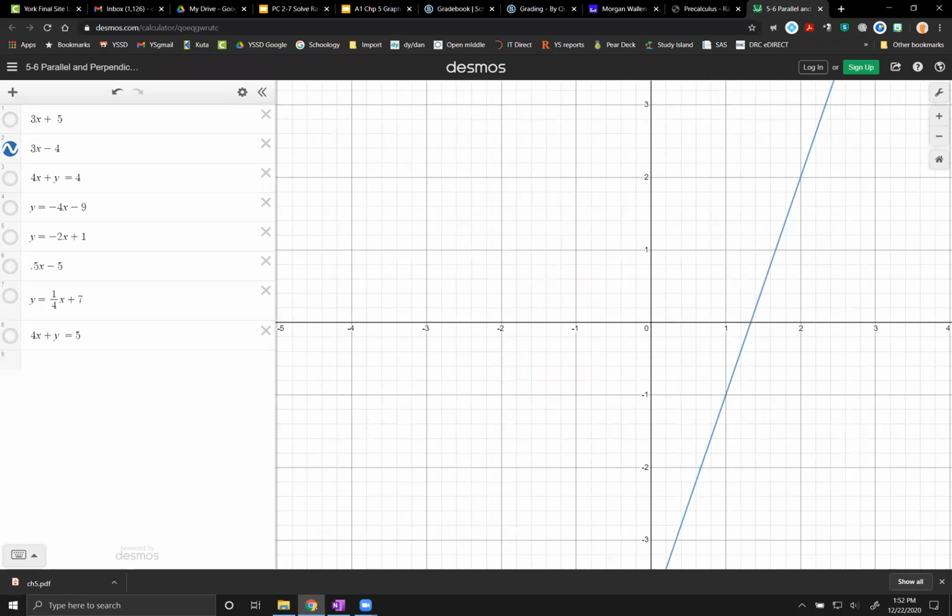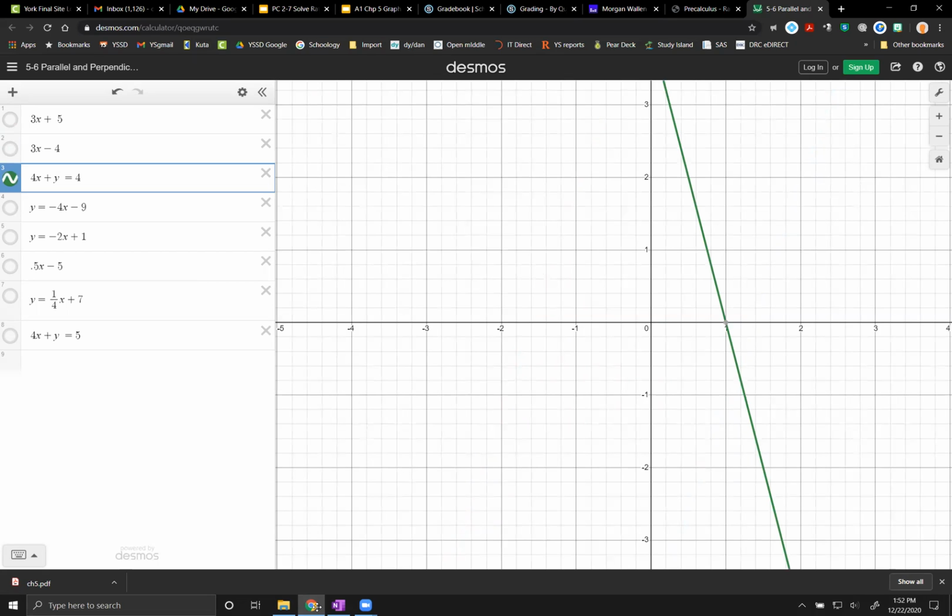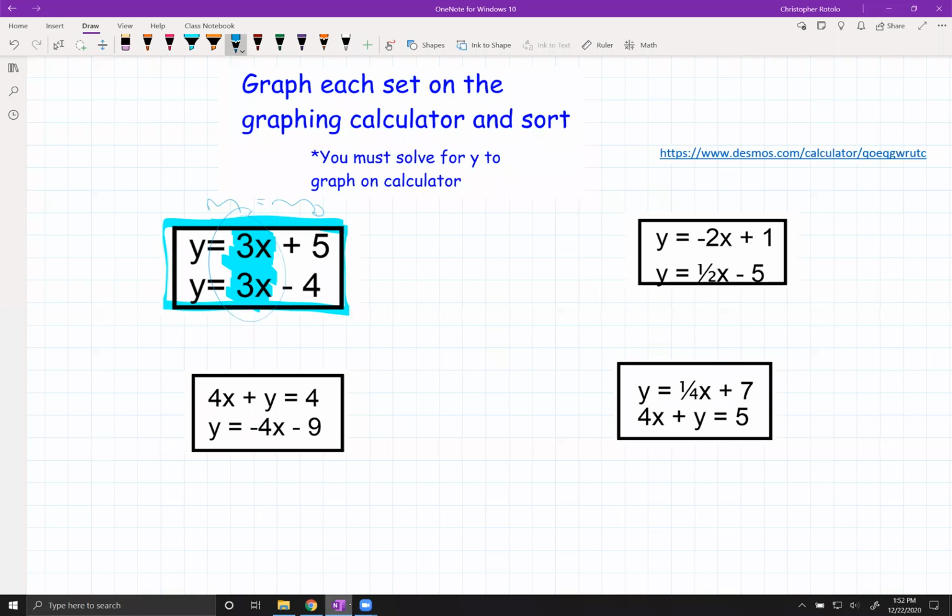What's our next two? Let's take these off my board, and I'll come up with 4x plus y equals 4, and y equals negative 4x minus 9. All right, so let's see here. So that's our bottom two equations down here. Let's use a better color for that. So how did I get that?